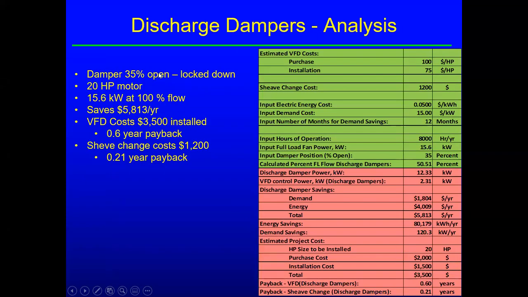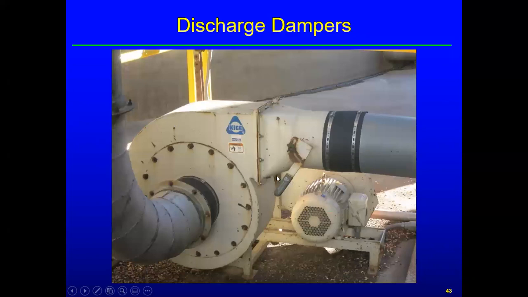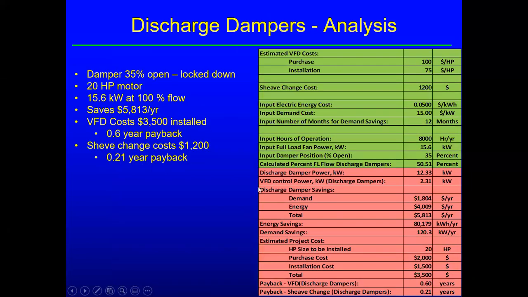But anyway, to do this one, I said that's 35% open. You know, you can argue with me, feel free. It was a 20 horse motor, 15.6 kW at 100% flow, and then go through the same type stuff over here, just changing the number. So there's probably not a lot of point in going through bludgeoning our way all the way through. You can look through the VFD cost. It's small, 20 horse motors, 3,500. So that gets us about 6/10 of a year payback. Shift change, I estimated this one at $1,200, which would be a little over 0.2 years. So could be a good project.